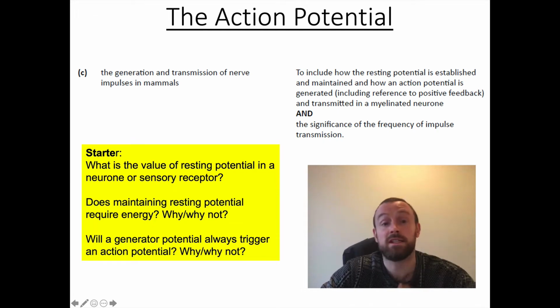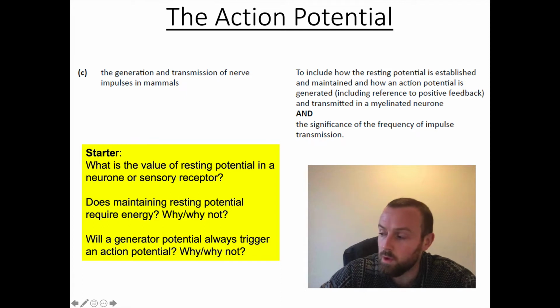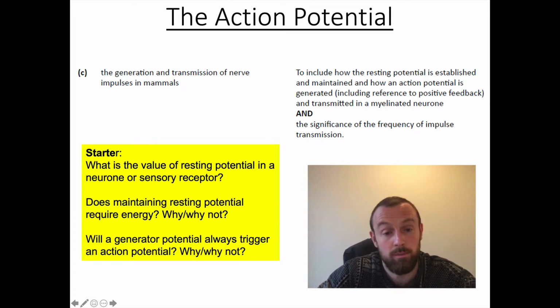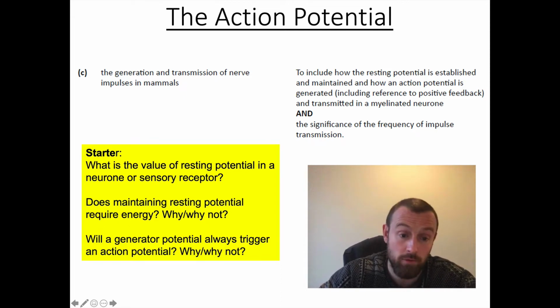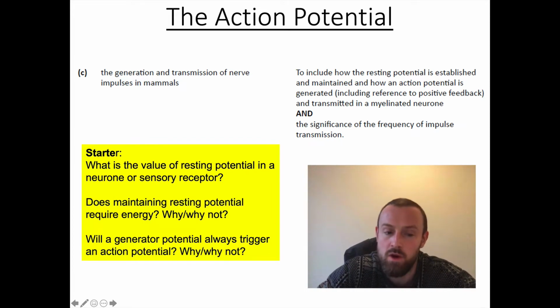For you guys in year 13, this is the action potential, which is how an electrical impulse is transmitted down a neuron. So to start with, I just want you to answer these three questions. What is the value of resting potential? Does maintaining resting potential require energy? And will a generator potential always trigger an action potential? Pause the video and write a sentence or two for each of these answers. Off you go.